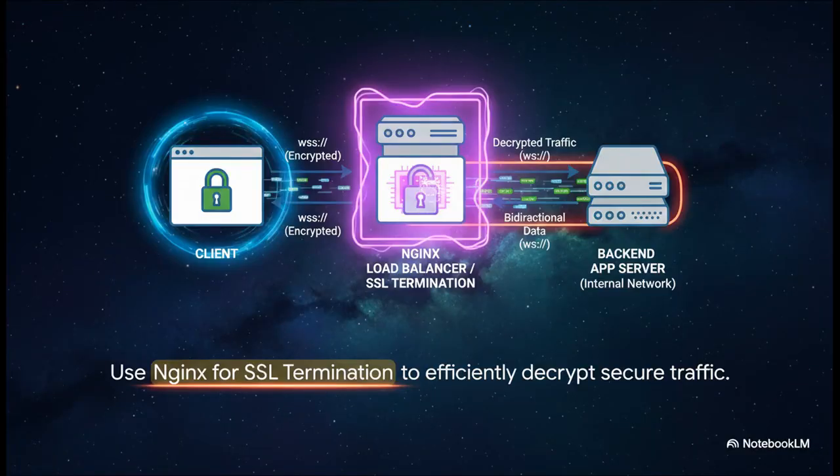Last thing, let's talk about being smart with security and performance. Your application code shouldn't be wasting its time and energy on encryption. That's a really heavy CPU-intensive task. The best way to do it is to let Nginx handle it. This is called SSL termination. Nginx manages all the secure WSS traffic from the outside world. It decrypts it, and then it passes clean, simple data to your app over your own private, secure network. It's a huge performance boost.